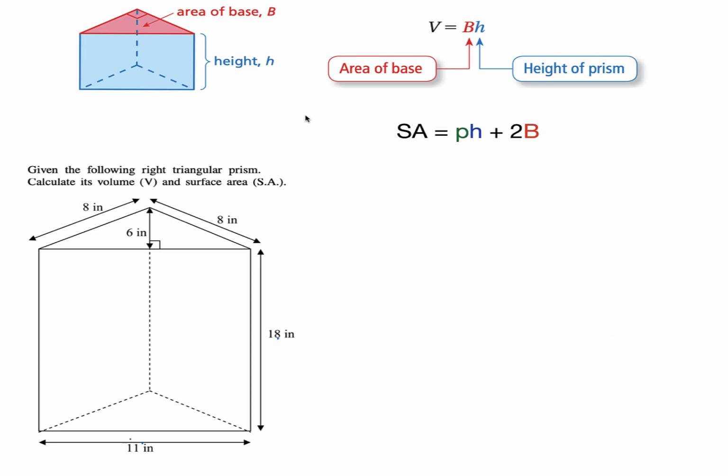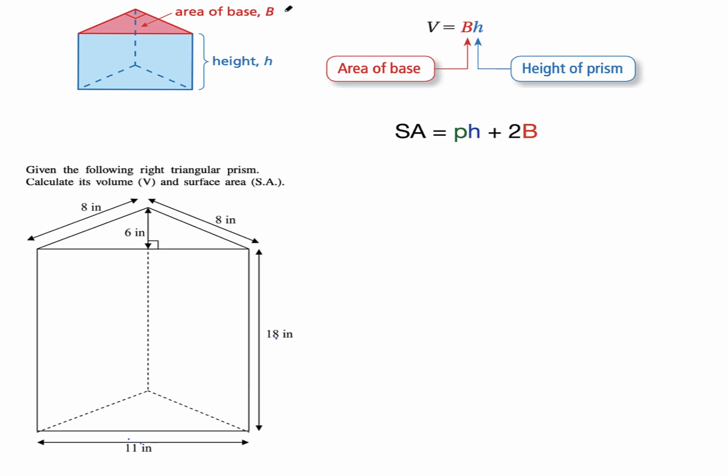Today we're going to be finding the volume and surface area of a right prism. Now here I have a diagram of a right prism, and notice that the shaded in red is the base of your prism. Your base is a triangle, and to find the area, the formula is half multiplied by base multiplied by height.